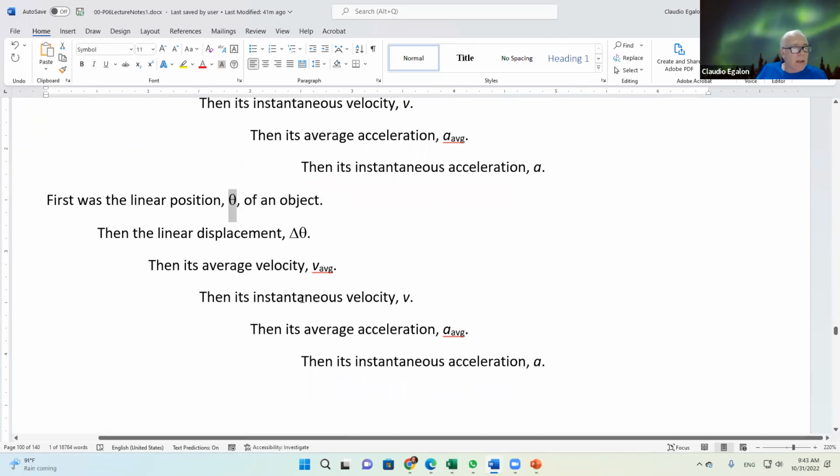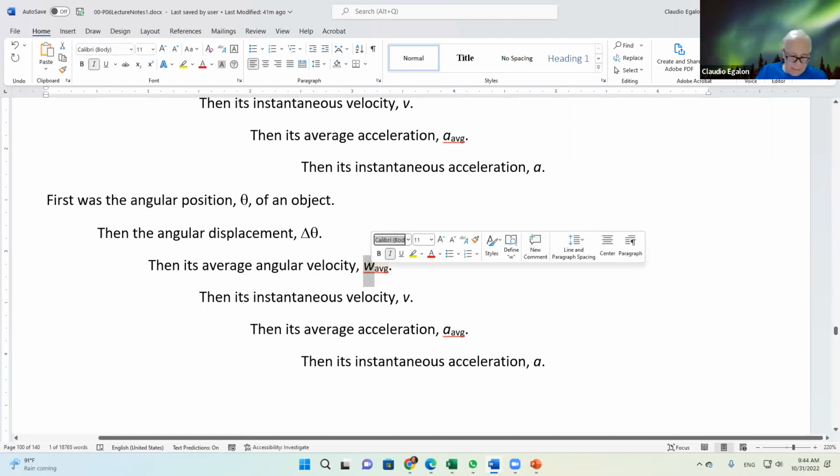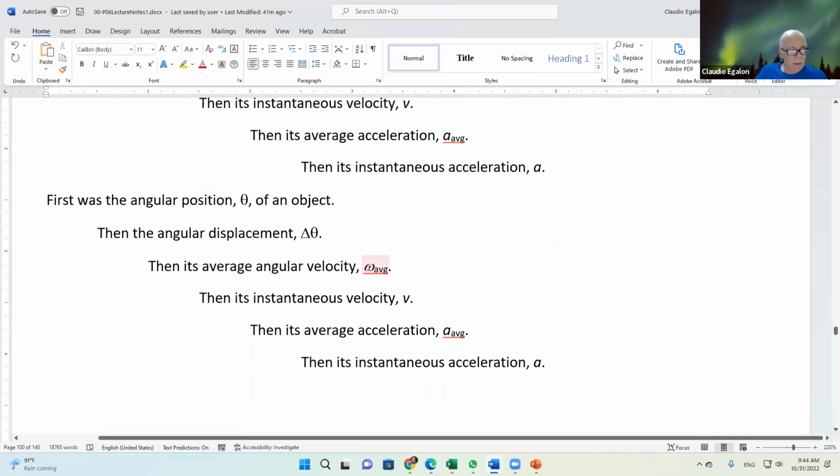Then we have this, let's see, not linear, angular position, right? Angular position. Then we have its angular displacement. Then we have its average angular velocity, and the average angular velocity we represent by the Greek letter omega. Then we have its instantaneous angular velocity, and I'm going to tell you how that's defined.